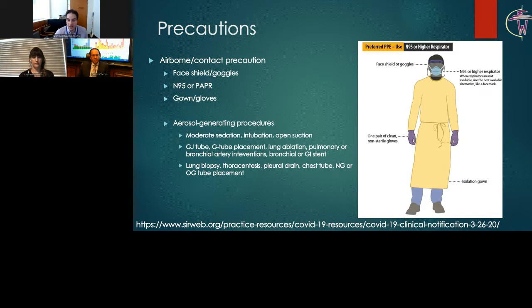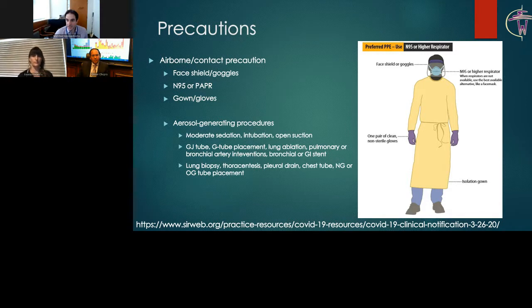Any patient that's having open suction, as we mentioned: gastroduodenostomy, G-tube placement, lung ablation, pulmonary bronchial artery interventions, bronchial or GI stents, lung biopsy, thoracentesis, pleural drains, chest tube, NG or OG tube placement. And we also have included any upper GI or lower GI procedures as well.